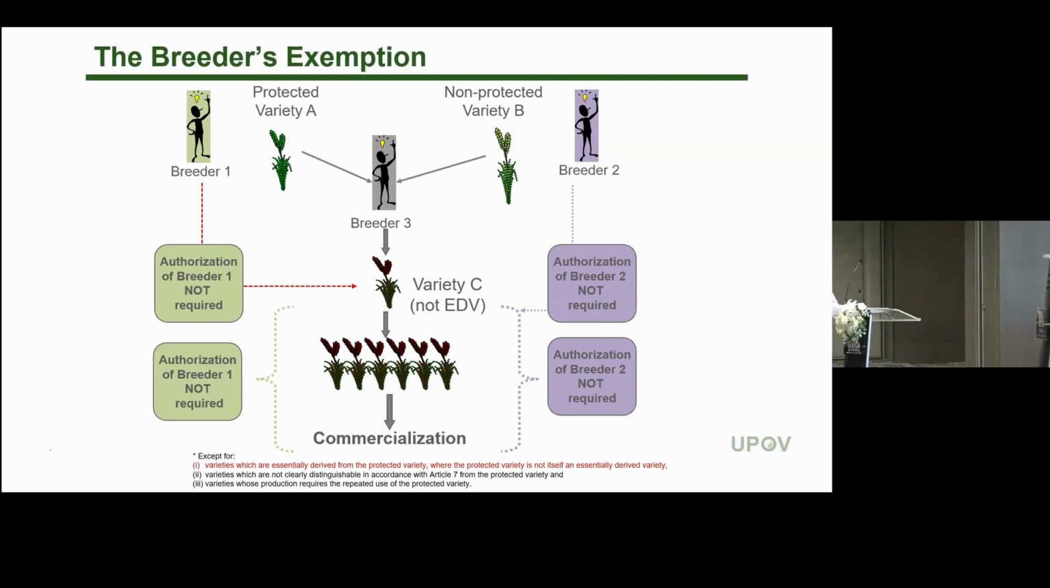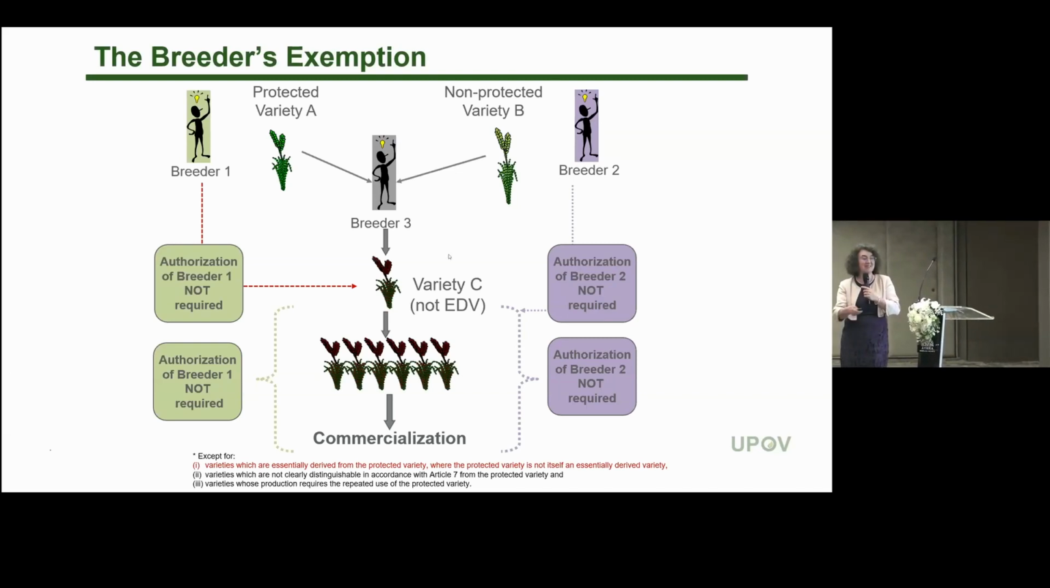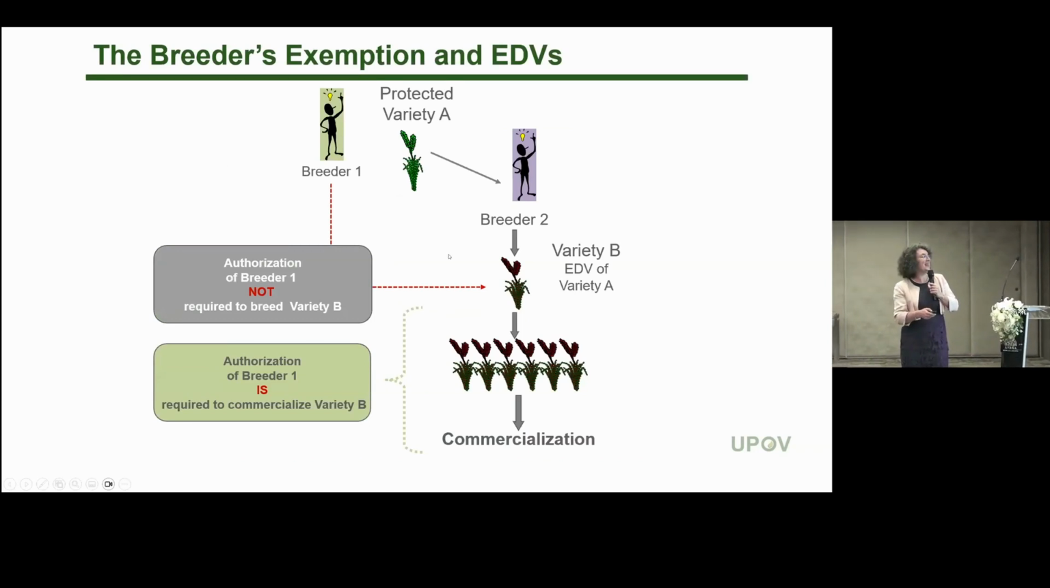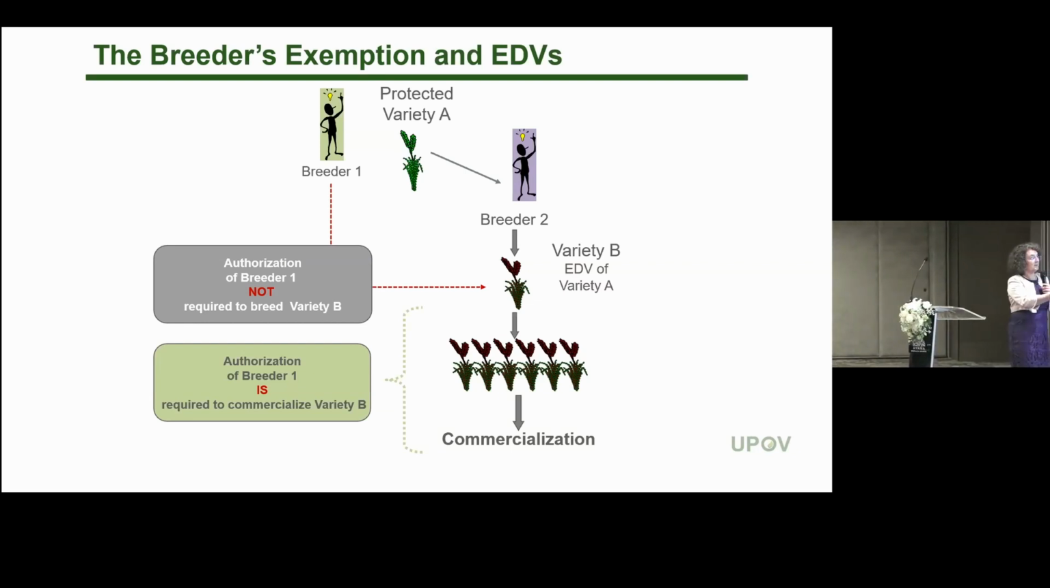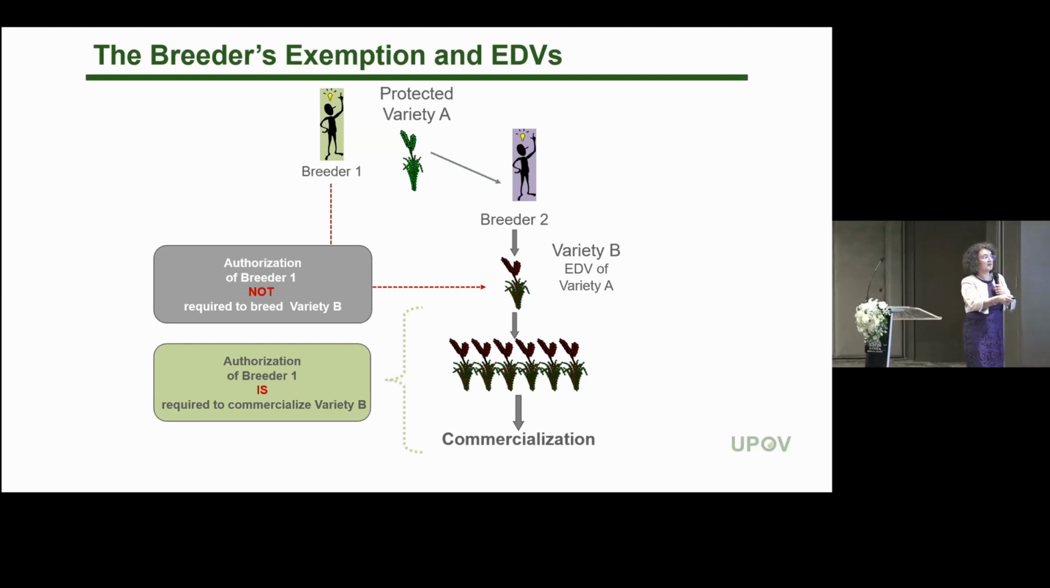I don't know if I need to point. Yes. So here, just to describe, we have this situation with breeder 1 develops this, breeder 2 develops this variety using the initial protected variety to obtain variety B, and then to commercialize variety B, this breeder 2 will need the authorization of breeder 1. But if you would like to commercialize variety B as such, then you need also the authorization of breeder 2. Any question?